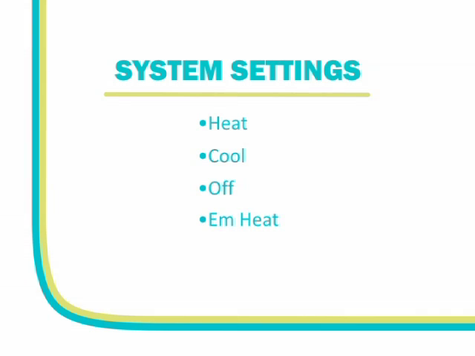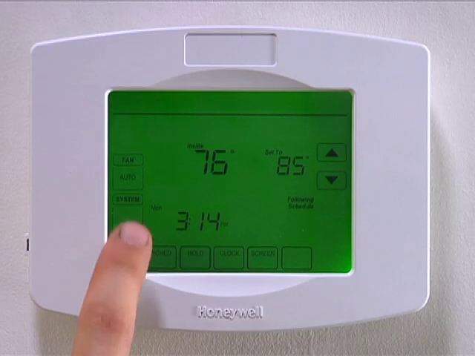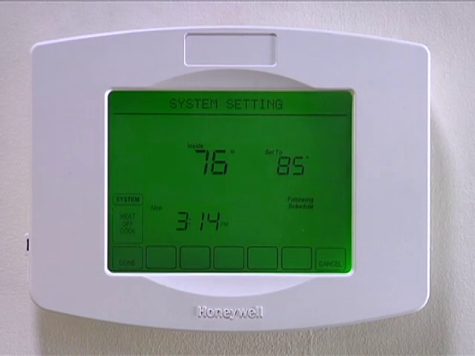EM Heat, which stands for emergency heat. This setting is only for heat pumps. The smart thermostat controls emergency and auxiliary heat. To select a system setting, press System to scroll through the system settings. Once you have selected the desired setting, press Done.